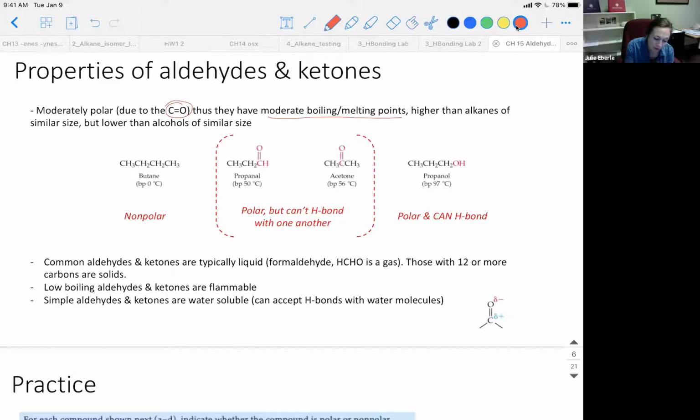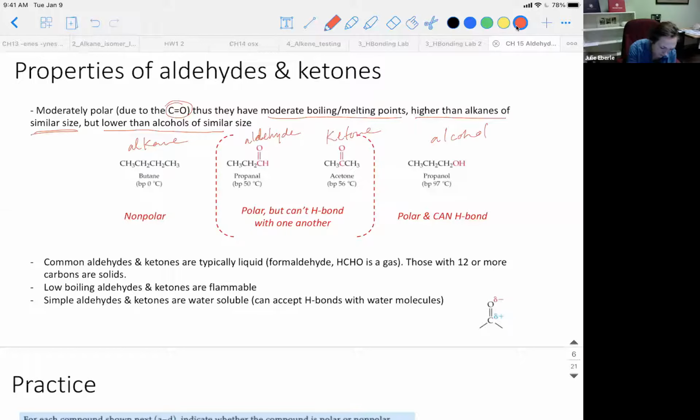They have boiling points that are higher than alkanes because they're not pure hydrocarbons. You have an electronegative oxygen atom double bonded in there. Specifically, alkanes of similar size, but they have lower boiling points than alcohols of similar size. So for example, look what we have. We have an alkane, butane. We have an aldehyde. We have a ketone. And we have an alcohol.